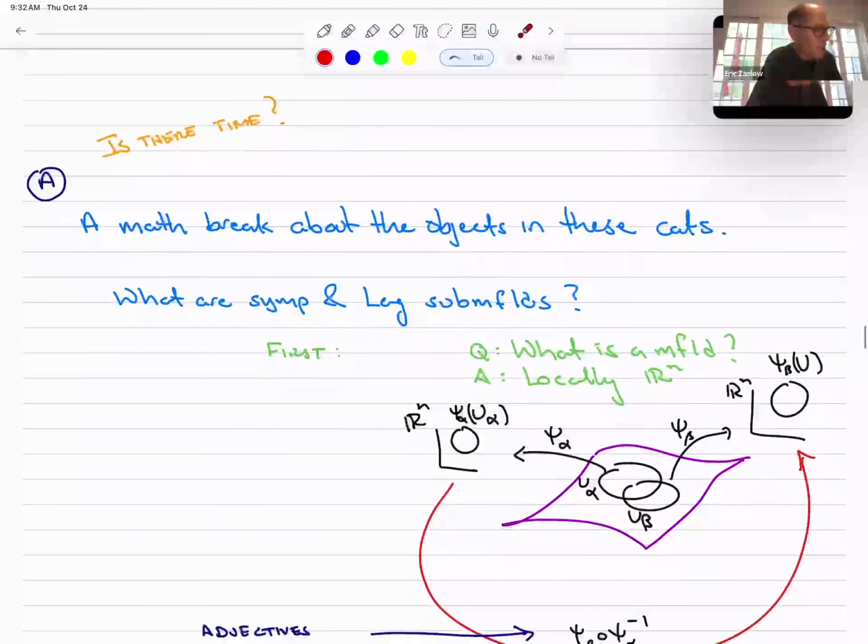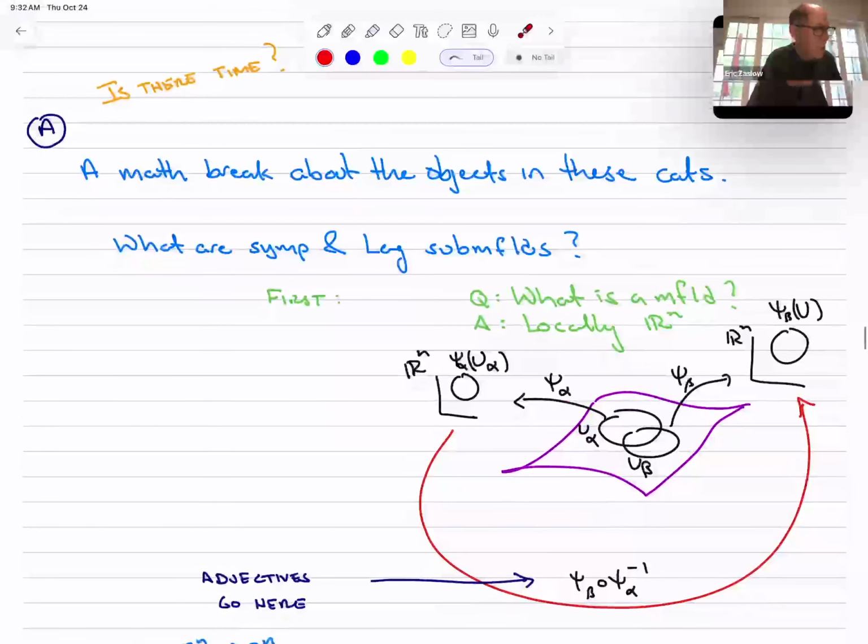So what are symplectic and Lagrangian submanifolds? First, we should ask, what is a manifold? The answer is it's something that is locally like R^n. So R^n is Euclidean space. That's something that we're very comfortable with. It has n coordinates. So any space which is locally described by n coordinates is a manifold.